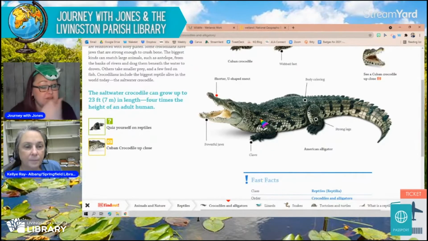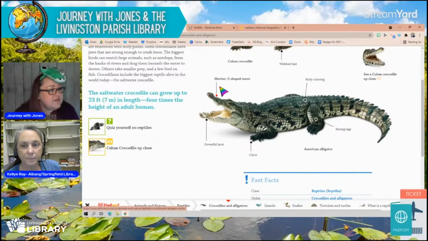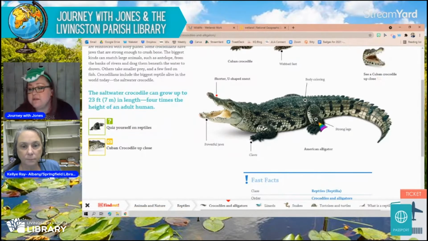Now, I have been to several reptile farms here in Louisiana, and they've actually had some that were bigger than that. So there are some record-breaking alligators that can get a little larger, but on average, they're about 15 feet and weigh 1,000 pounds. You can see they have a shorter snout than what you would find in a crocodile. They have very powerful claws, strong legs. Now, they are apex predators. They consume fish, amphibians, reptiles, birds, and mammals.